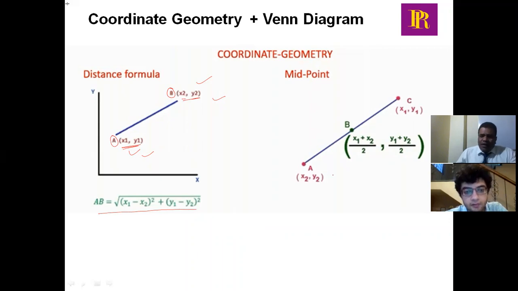Same, correct. Now, midpoint. Let us say 2 points are given, one point is this, the other point is this, and the midpoint of these is B. So how to find the coordinate of the midpoint? Please make a note. x1 plus x2 divided by 2, y1 plus y2 divided by 2.